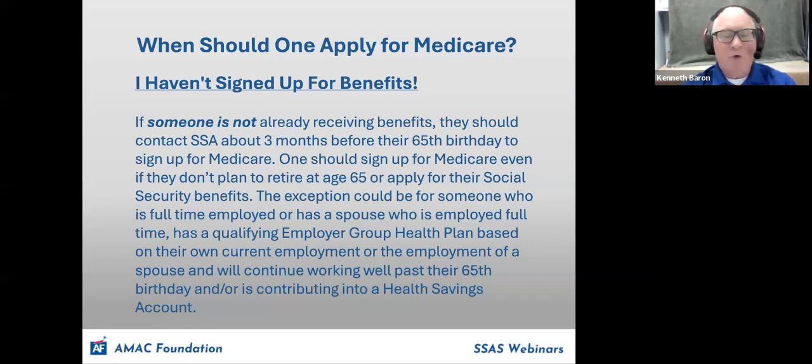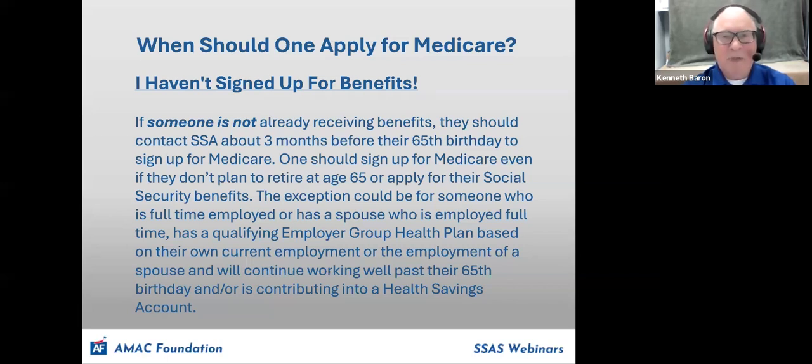Even if you don't plan on retiring at 65, and by retiring, I mean signing up for Social Security checks, maybe it would be a good idea to sign up for Medicare regardless. Now, some exceptions, okay? If you're full-time employed and have an employer group health plan, or you're covered under your spouse's employer group health plan as you're approaching age 65, you probably don't need Medicare.